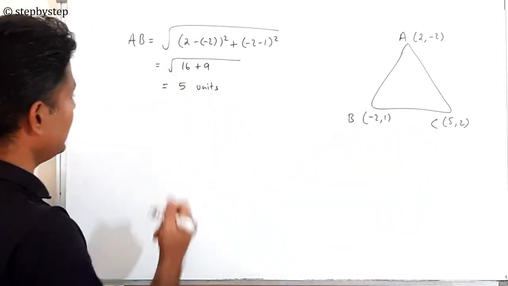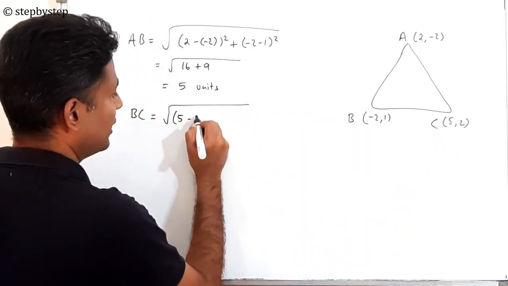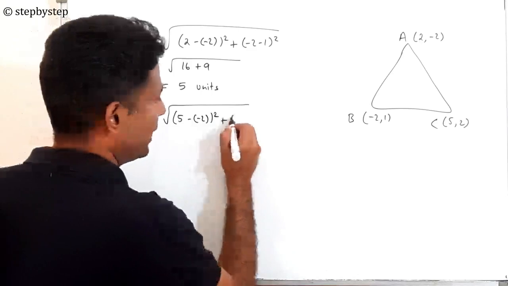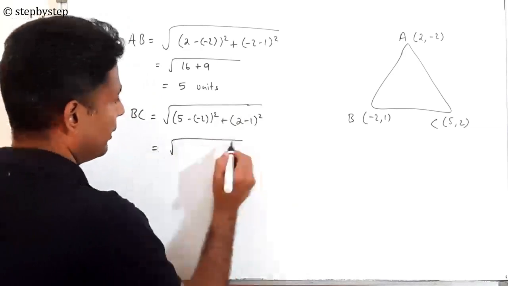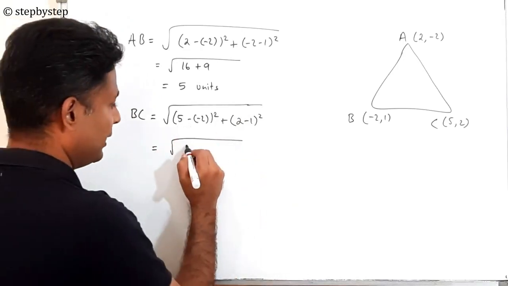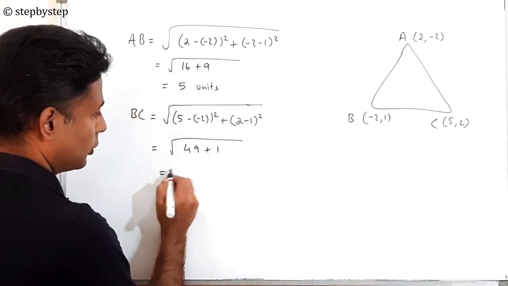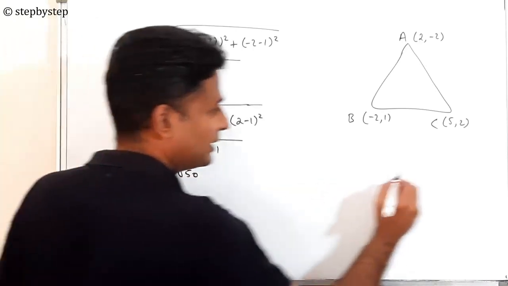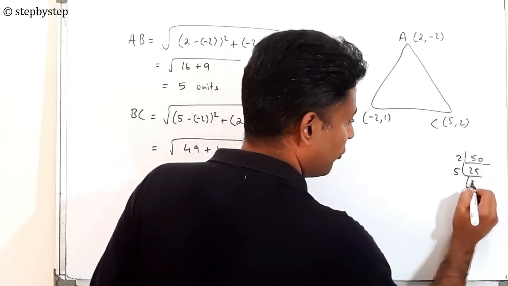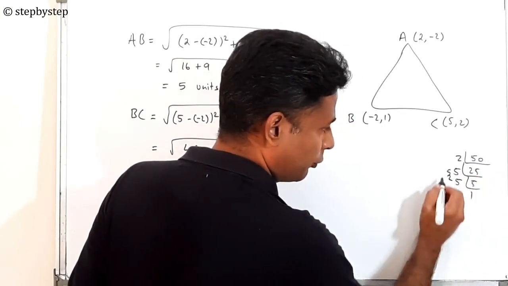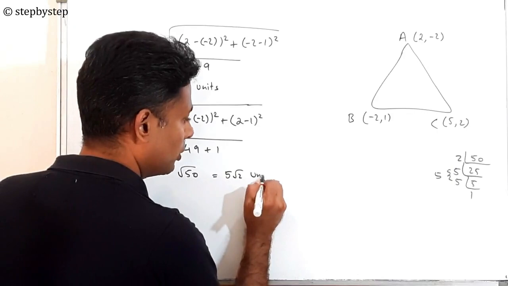Next we'll find BC. BC equals again root of (x2 minus x1), that is 5 minus of minus 2, whole square, plus (y2 minus y1), that is 2 minus 1, whole square. So what do we get? 5 minus of minus 2, 5 plus 2, 7 square, 49, plus 2 minus 1, 1 square is 1. So we get root of 50. Now we cannot leave it like this. We have to simplify. So taking prime factorization, 25, 5, 5, 5, 1. So there is one pair of 5 which will come out and this 2 will remain in. So it will become 5 root 2 units.